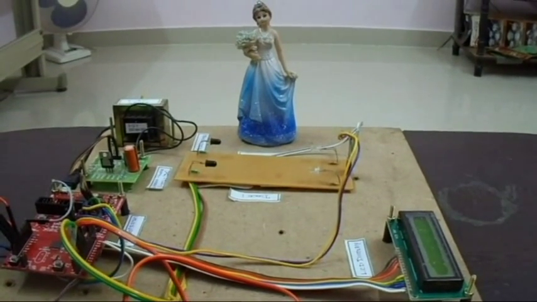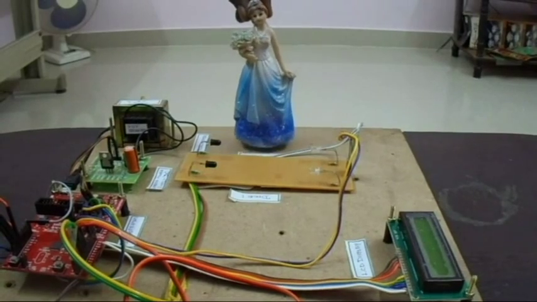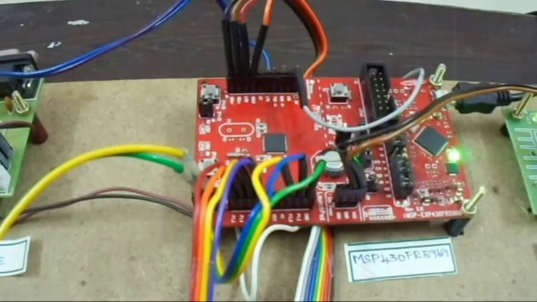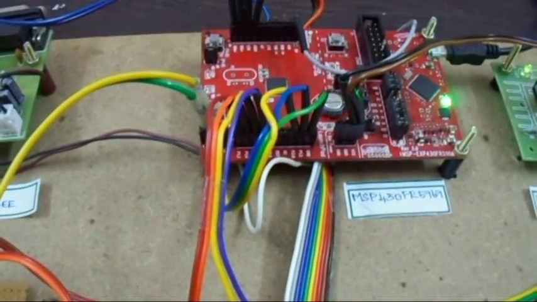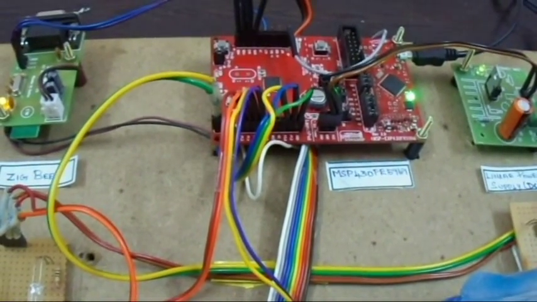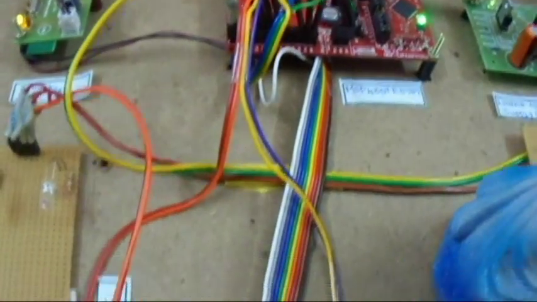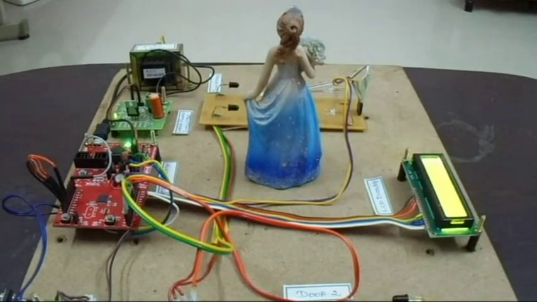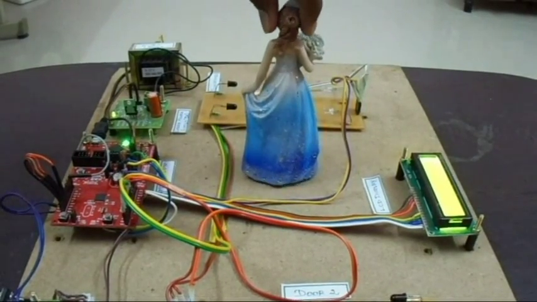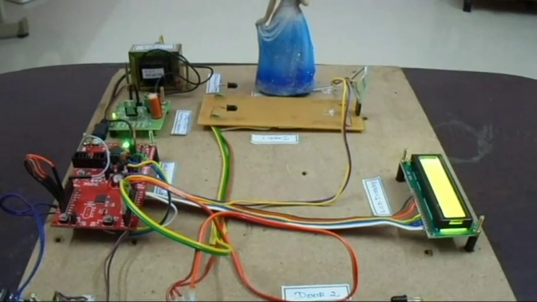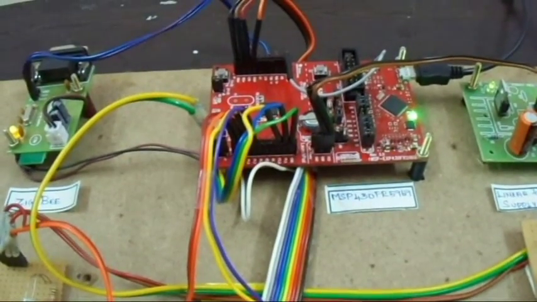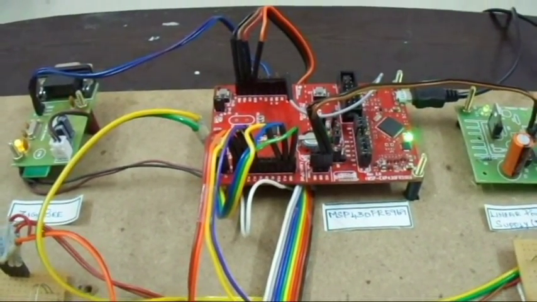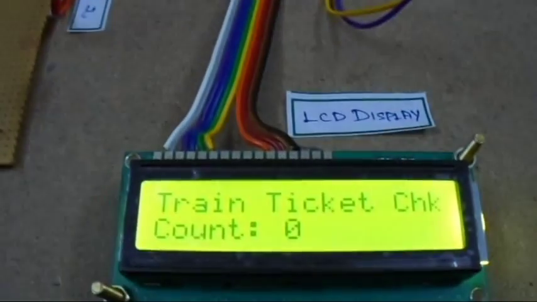When a person enters through door 1, first the person cuts IR1 and then IR2. Then the signal is sent to the MSP430. Then it counts 1 on the LCD display. When a person leaves the door, first the person cuts IR2 and then IR1. Then the signal is sent to the MSP430. Then it displays count 0 on the LCD.